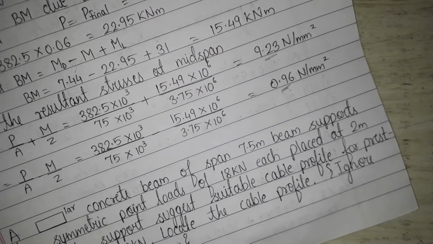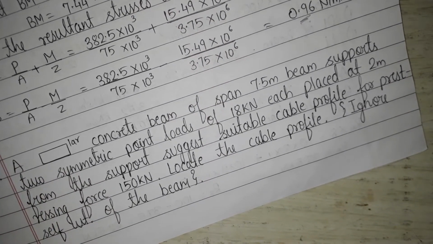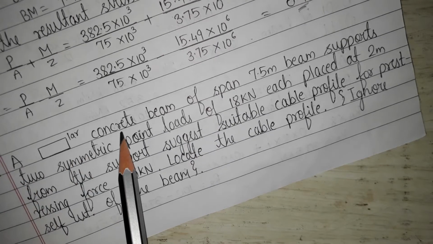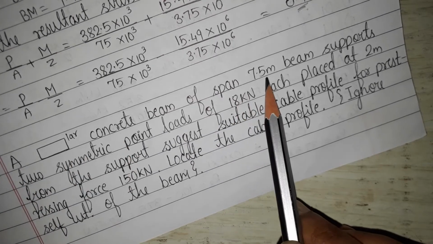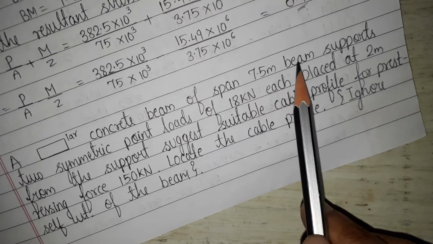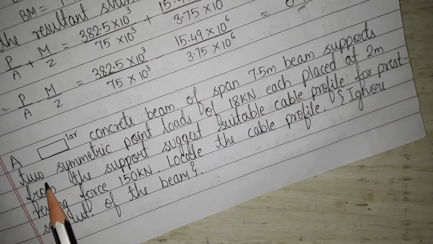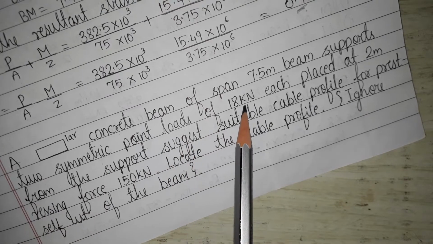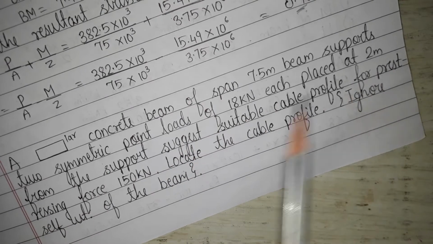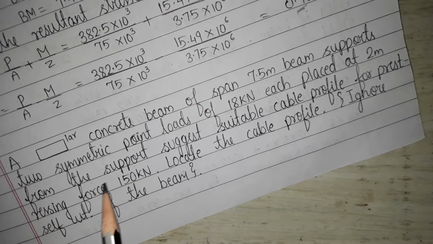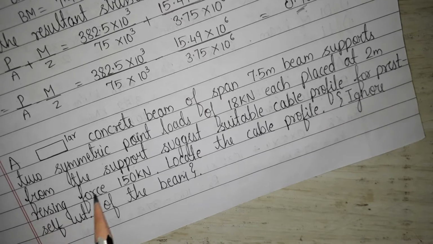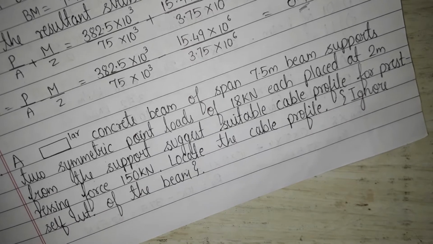We'll solve one more problem here in the revision class. So I'll read out the statement here. A rectangular concrete beam of span 7.5 meter supports two symmetric point loads of 18 kilonewton each placed at 2 meter from the support. Suggest a suitable cable profile for prestressing force 150 kilonewton.